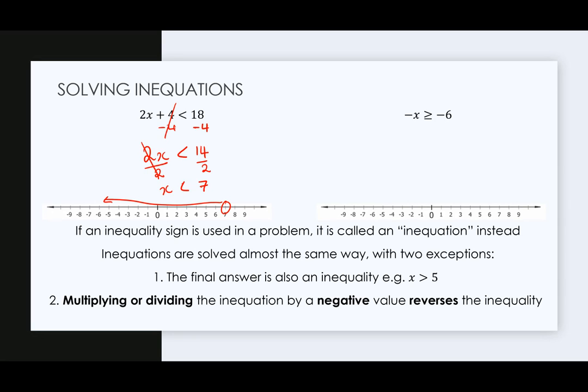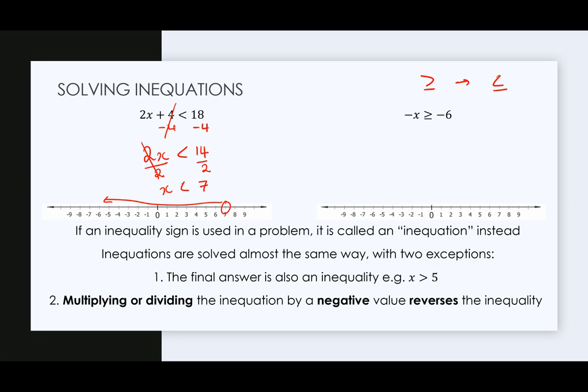Let's look at the second problem. Now, this is where our second exception comes in. Whenever you multiply or divide by a negative value, you reverse the direction of the inequality. So in this case, we will end up dividing or multiplying by a negative. So the direction will turn from that to that. So we still keep that little equal sign to show that it's less than or equal to below it, but we just reverse the sign direction.